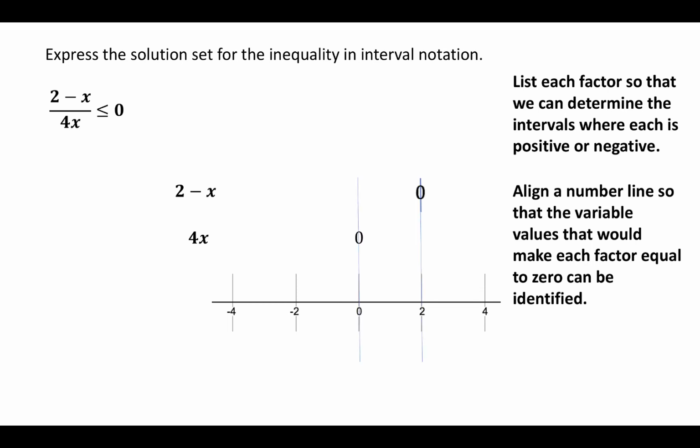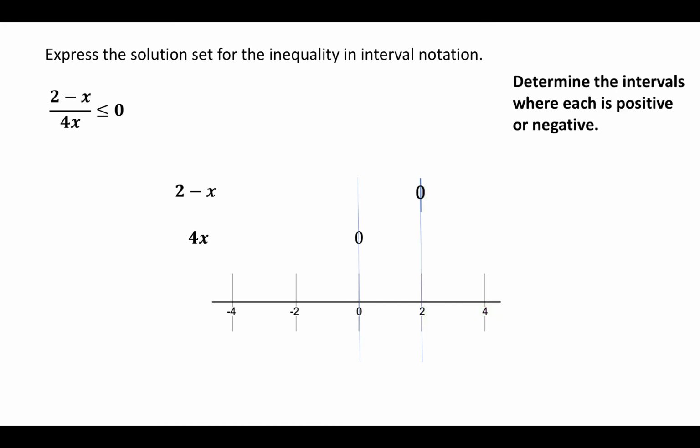Now if we extend vertical lines through these points where each is equal to 0, we can see that we've broken the number line up into 3 parts. The part where the x values are less than 0, the part where the x values are between 0 and 2, and the part where the x values are greater than 2. Now we should determine the intervals where each is positive or negative.